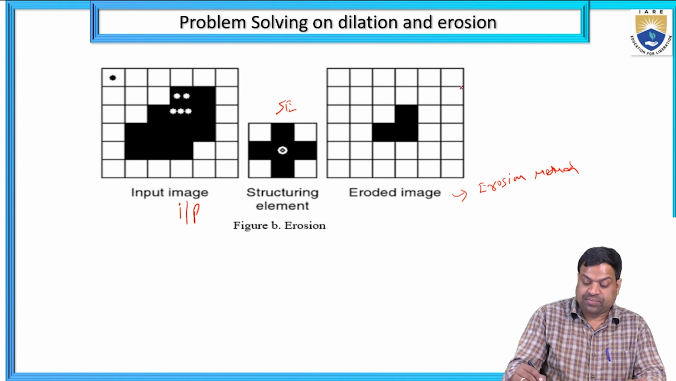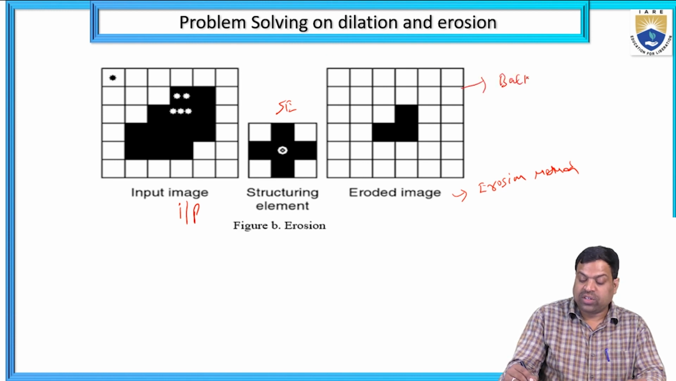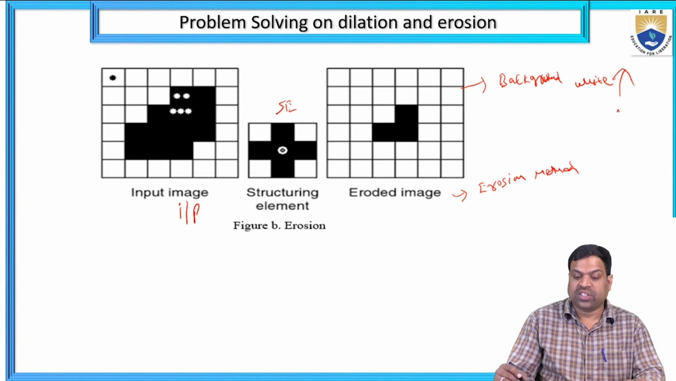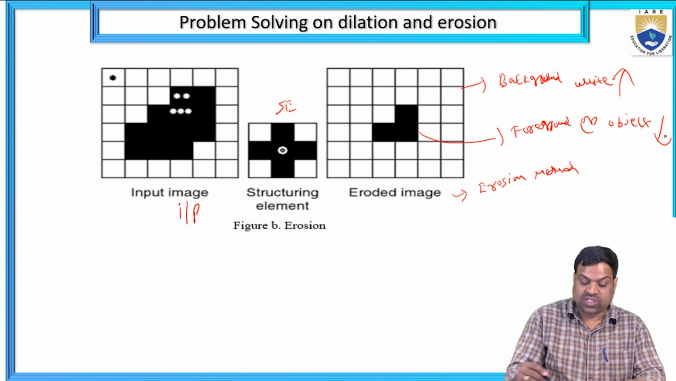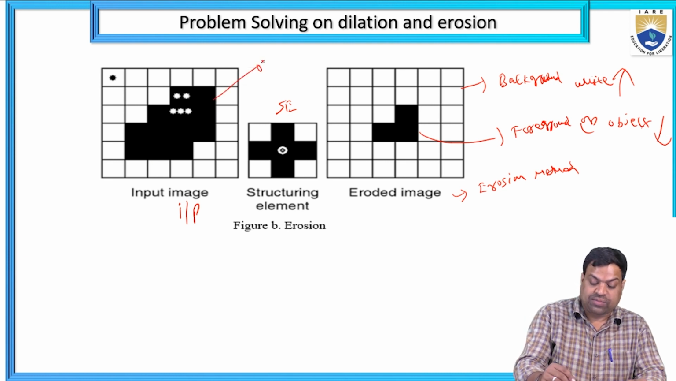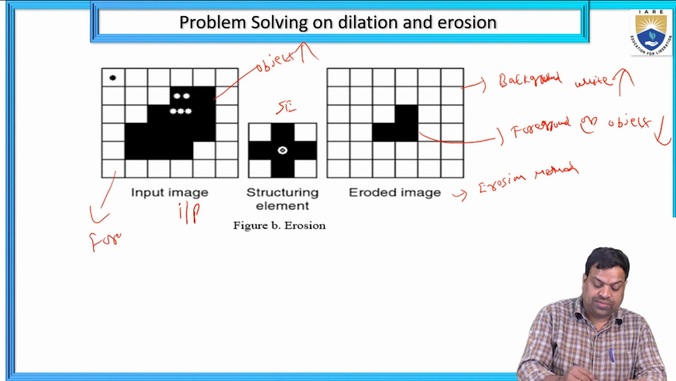So erosion is what happened here. The background white is increased. Here the foreground or object is decreased. Object is decreased, foreground is decreased, and background is increased.